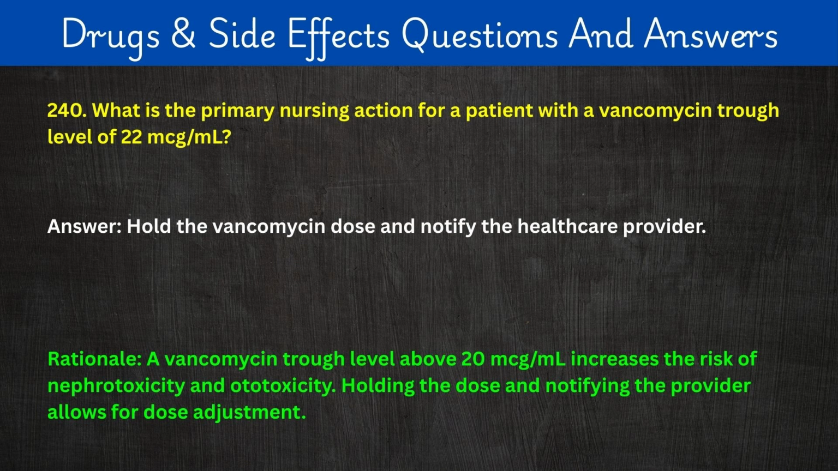240. What is the primary nursing action for a patient with a vancomycin trough level of 22 micrograms per milliliter? Answer: hold the vancomycin dose and notify the healthcare provider. Rationale: a vancomycin trough level above 20 micrograms per milliliter increases the risk of nephrotoxicity and ototoxicity. Holding the dose and notifying the provider allows for dose adjustment.